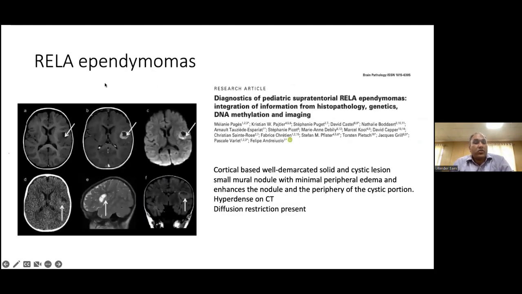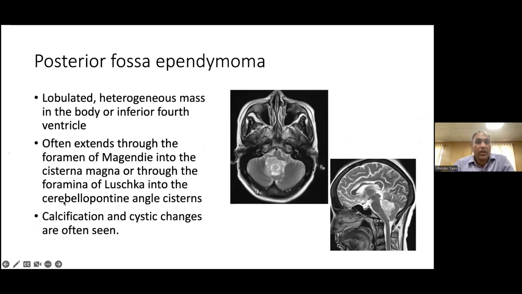Then there is a subtype of ependymoma, the RELA fusion positive ependymomas. They are more cortical based, small, well delineated lesions, and can show all the features of high grade, for example hyperperfusion, and can show diffusion restriction, but the distinct feature is their presence in relation to the cortex.